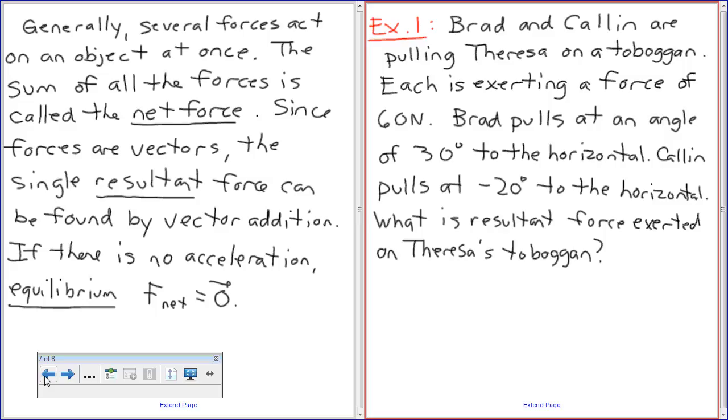Okay? So again, all we're saying is the people are going to be pulling these things horizontally. Now, in real life, there'd be vertical pulling too, right? In this case, we're assuming that Brad and Callan are both pulling from the ground, like they're pulling with their toes. So there's no vertical thing going on here. It's all going to be sort of horizontal. We'll get to the 3D things in a minute.